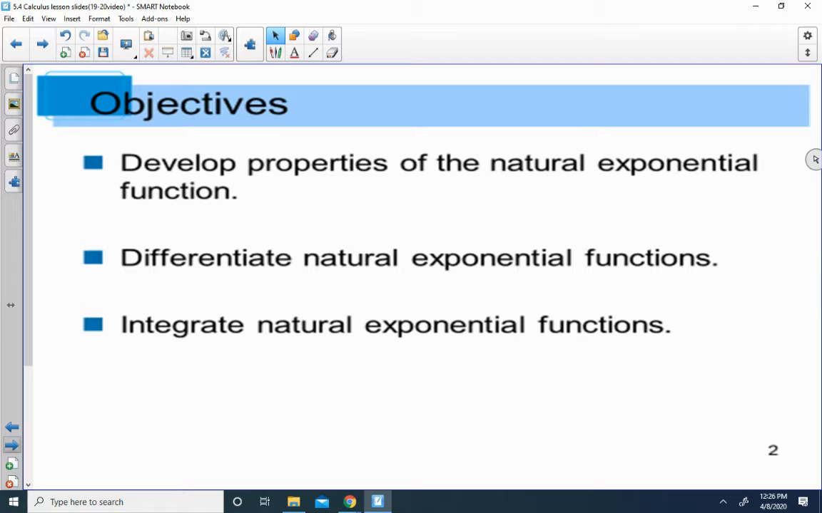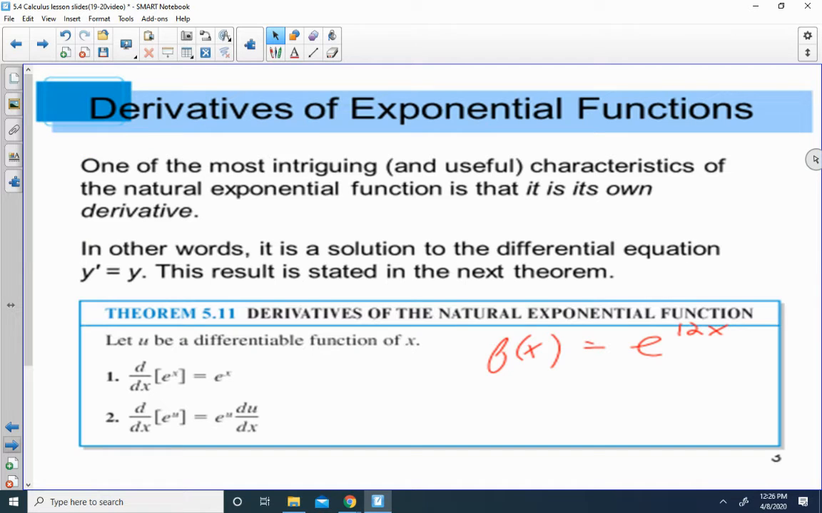Here are the objectives for this lesson for video 1 and video 2. You guys can read that on your own some other time. So now, how to derive or find the derivative of an exponential function.